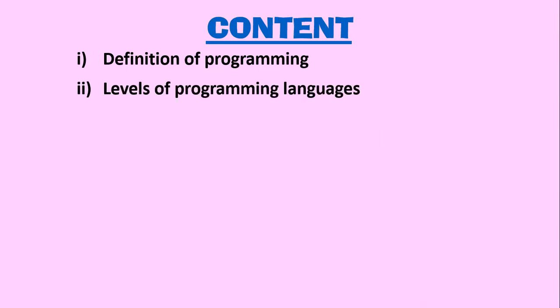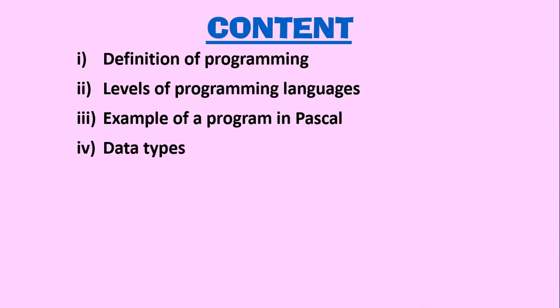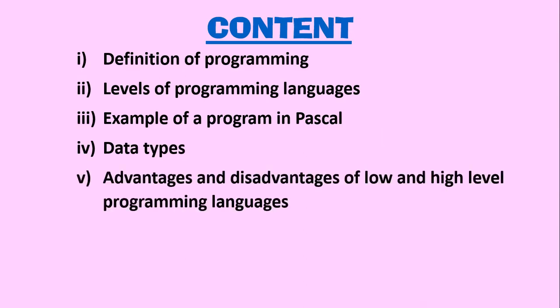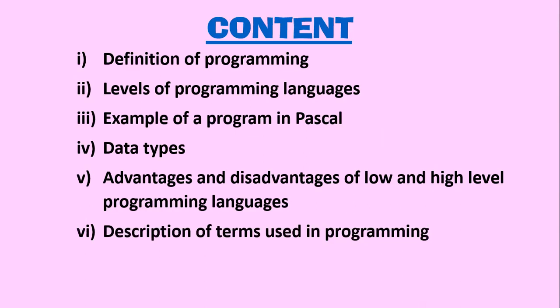In this presentation, we shall look at the following. Number 1 is the definition of programming. Number 2 are the levels of programming languages. Then number 3, we shall look at an example of a program in Pascal. Then we shall look at number 4, the data types. Number 5, we shall look at the advantages and the disadvantages of low and high-level programming languages. And lastly, we shall look at the description of terms used in programming.